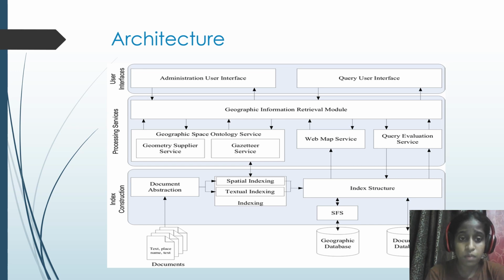Next, at the top it is user interface. User interface consists of administration user interface and query user interface. The user interface provides a way for users to interact with the GIR system. It includes map, search boxes, filters, refining search results, etc. Web-based interfaces and mobile apps are the common ways to access the GIR system. This is the architecture of GIR system.